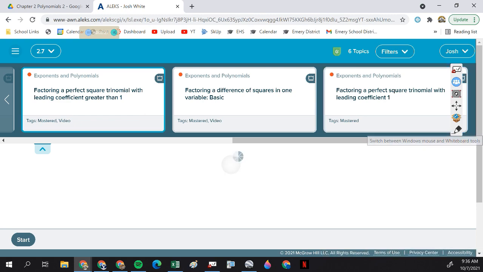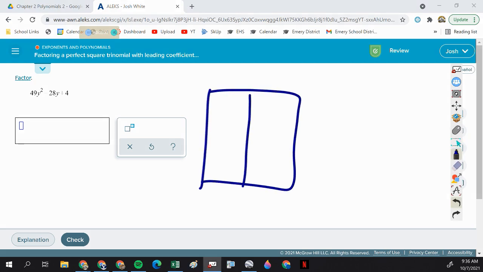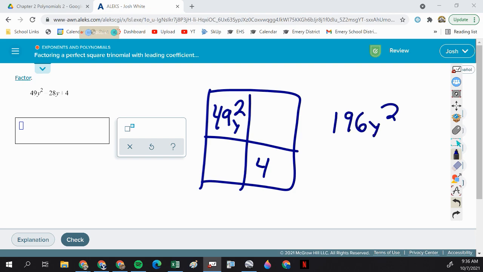Okay, let's do this one. Same basic idea here. We draw the box. 49y squared and 4. Multiply those together, and we're going to get 196y squared. Are there factors of 196 that add to be negative 28? Well, you're just going to have to try numbers.